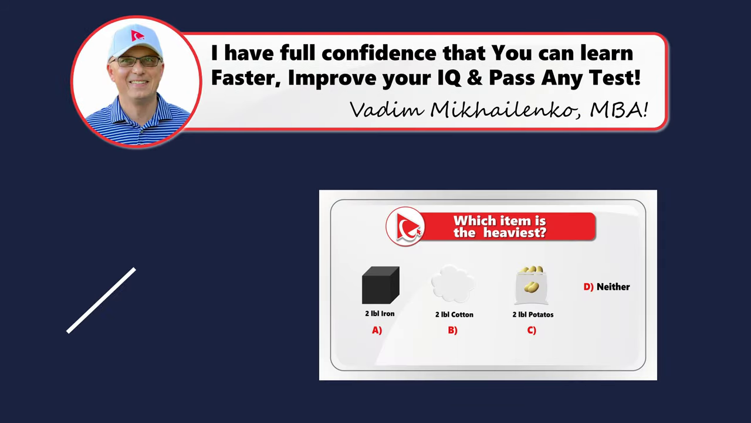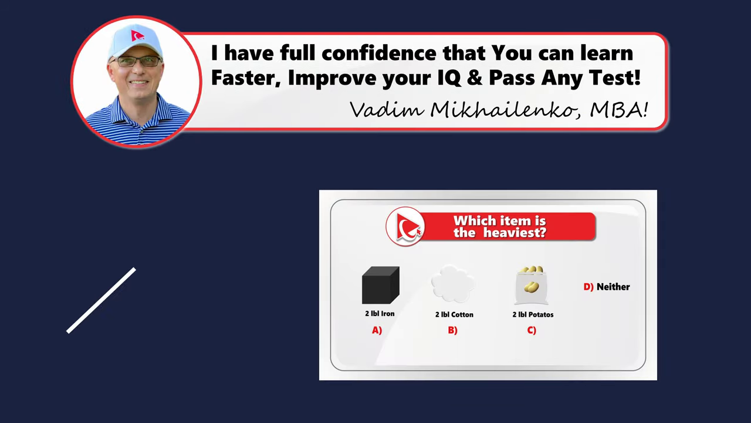As you might have figured out, all three objects, 2 pounds of iron, 2 pounds of potatoes, and 2 pounds of cotton, will have the same weight. The explanation for this is that the weight of an object is determined by the force of gravity acting on it, and this force is proportional to the mass of the object. Since all three objects have a mass of 2 pounds, they will experience the same gravitational force and therefore will have the same weight.